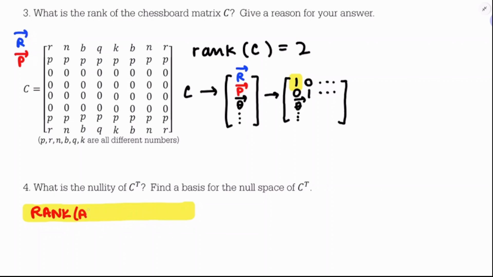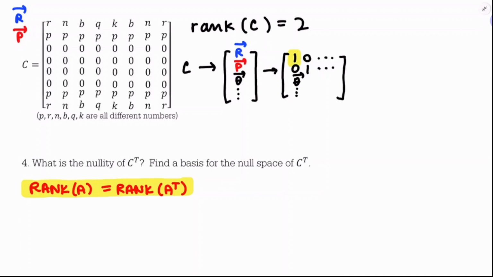Rank of a matrix A is always equal to rank of A transpose. So, based on the result of number 3, I can say that the rank of C transpose is 2. And I don't need to worry about actually finding the row reduced version of C transpose. Maybe you could figure it out, but I don't think I want to get into that right now.